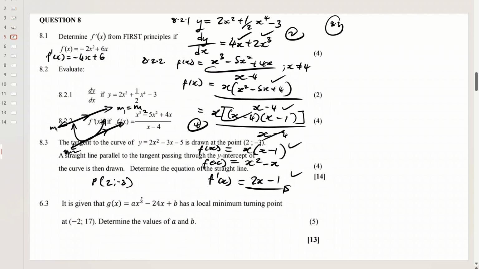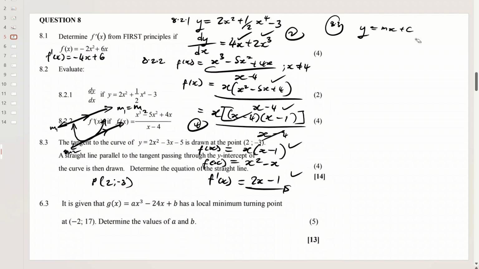About parallel lines. So now guys, they see that it is a tangent passing through the y-intercept of the curve. It means now we know something about it. We're going to say this is y. Remember, we're going to determine the equation of this straight line. Since it is a straight line, it is going to take the standard form of y is equal to mx plus c.